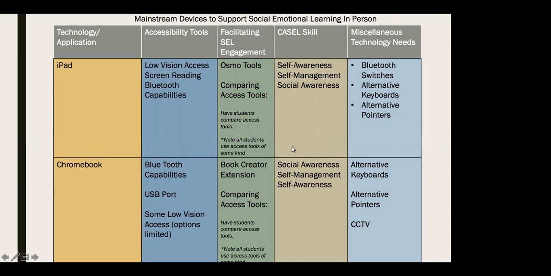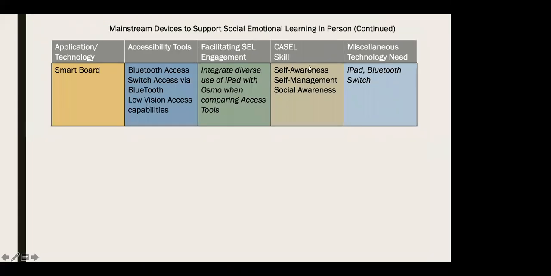Should you merge using mainstream technology to support social emotional inclusion, and then any miscellaneous assistive technology you might need for students that require it to access the mainstream device. So, okay, moving forward. That's for in-person learning. Oh, and the smartboard. Oh yes, smartboard. I haven't had to use the smartboard in forever, so I'm like, oh yeah, that's a thing.